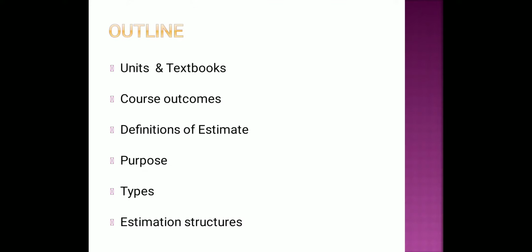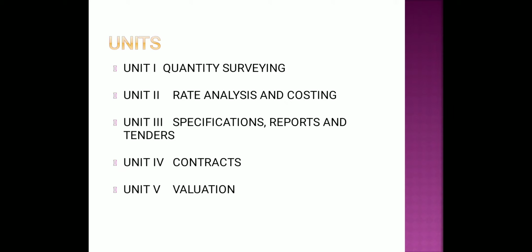To move on, overall, we'll be seeing about the units, textbooks, course outcomes, definition of estimate, purpose, types, and estimate of structures. Let us see what are the various units. Unit 1 deals with quantity surveying. Unit 2 deals with rate analysis and costing. Unit 3 deals with specification, reports, and tenders. Unit 4 contracts, and Unit 5 with valuation.